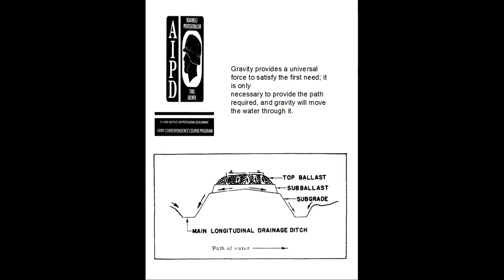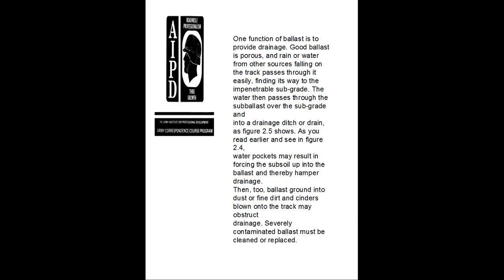Here you see the path of water in the top ballast, subballast, and subgrade to the main longitudinal drainage ditch. Gravity provides a universal force to satisfy the first need. It is only necessary to provide a path, and gravity will move the water through it. Only one function of the ballast is to provide drainage. Good ballast is porous to rainwater or water from other sources falling in, and the water passes through the ballast easily, finding the impenetrable subgrade. The water passes through the subballast over the subgrade and into the drainage ditch, as shown in figure 2.5 earlier.